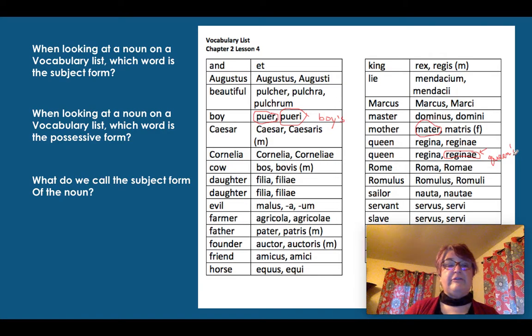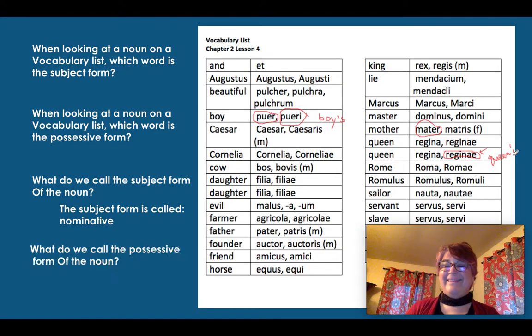The subject form of the noun is always called the nominative form, and the possessive form of the noun is always called the genitive form. So that's how you interpret the information about nouns on the vocabulary list.